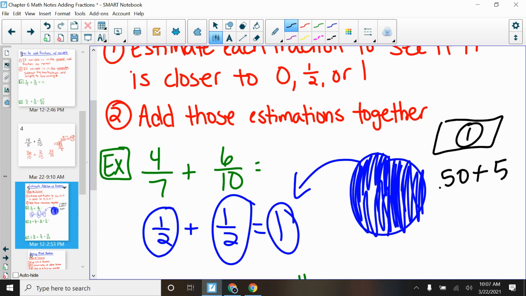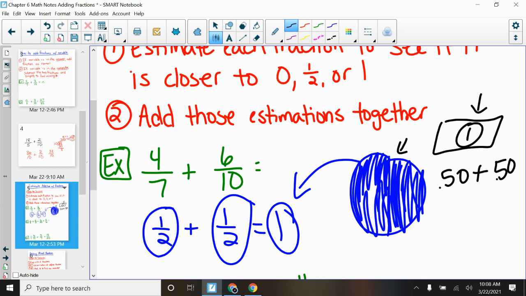And if I have two 50 cents, 50 cents plus 50 cents is $1, which is 1. Okay. So either way this works for you, you can visualize this kind of fraction addition as food, or you can visualize it as money. But that's all you got to do when you estimate and add fractions.